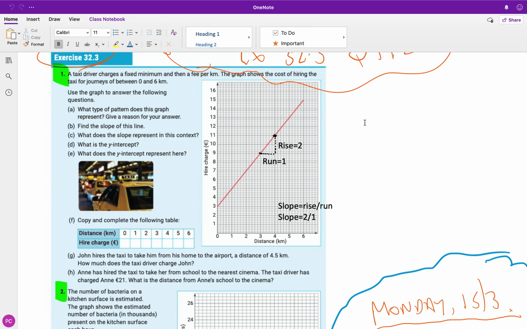Okay, so what we have here is a taxi driver charges a fixed minimum and then a fee. You know, where you get into a taxi and it's always like €2 at the start, and then every kilometer you go, you pay. It goes up and up and up. Okay, so the graph shows the cost of hiring a taxi for journeys between 0 and 6 kilometers. Use your graph to answer the following questions. What type of pattern does this graph represent? And give a reason for your answer.